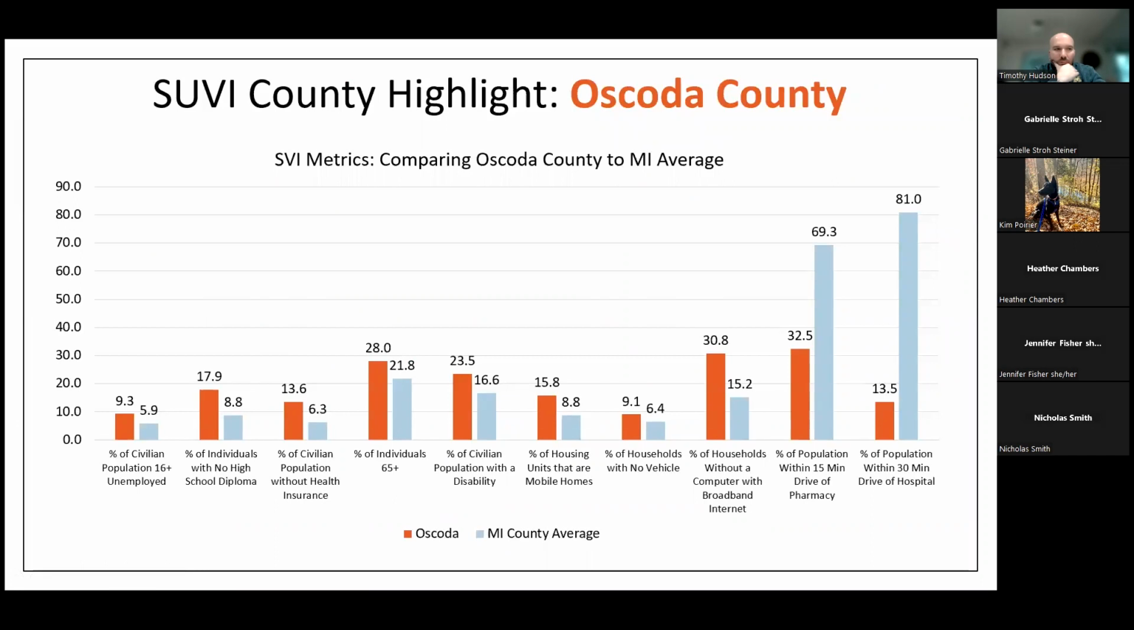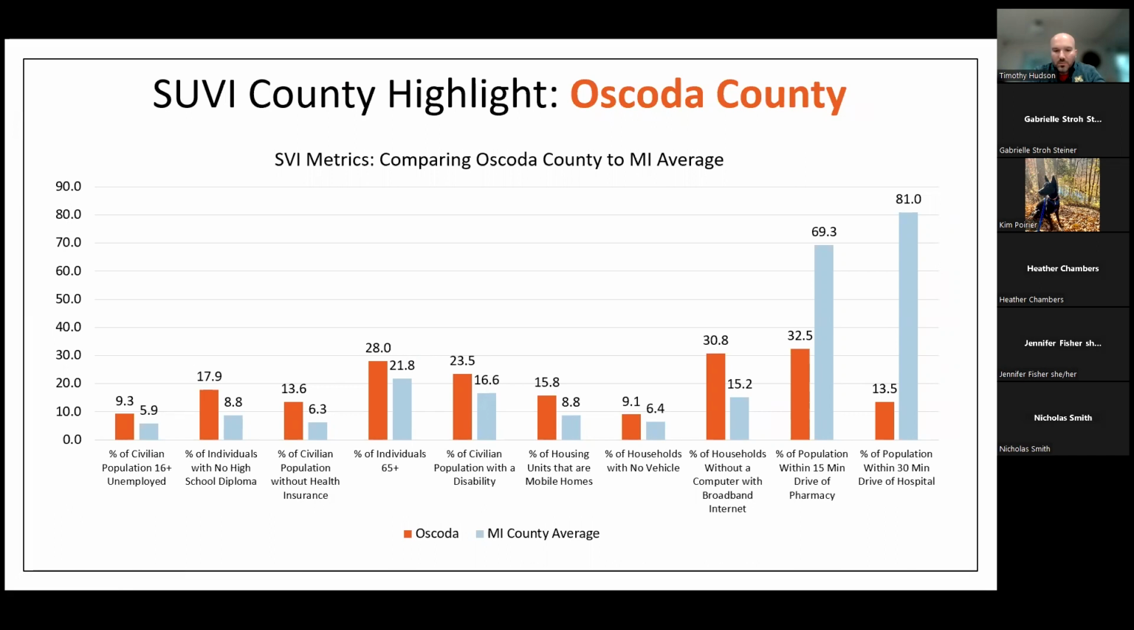And then this slide, again, highlights some of the social characteristics, because they're one of the highest socially vulnerable counties in our state. Comparing to the state average, we see a higher percent of individuals who are unemployed, with no high school diploma, without health insurance, a more elderly population and population with disabilities, and some housing indicators that seem worse than the Michigan average. And they have significantly more households without a computer with broadband internet, double what the state average would be, which I think is really interesting to think about.